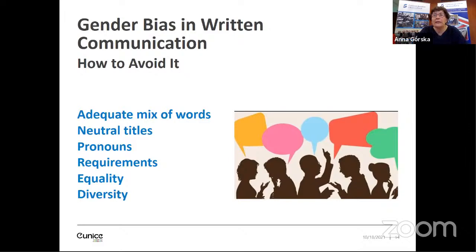So for women, the requirements are real. So women really feel that they have to meet them. Whereas for men, the situation is completely different. They don't think that these requirements are real, they are just a suggestion. Okay?